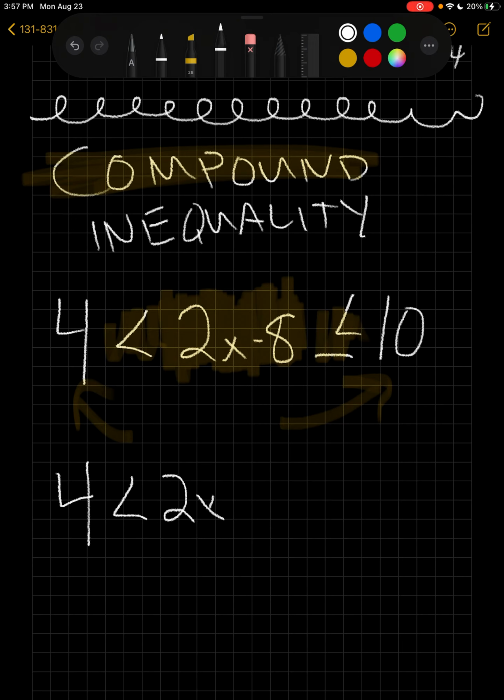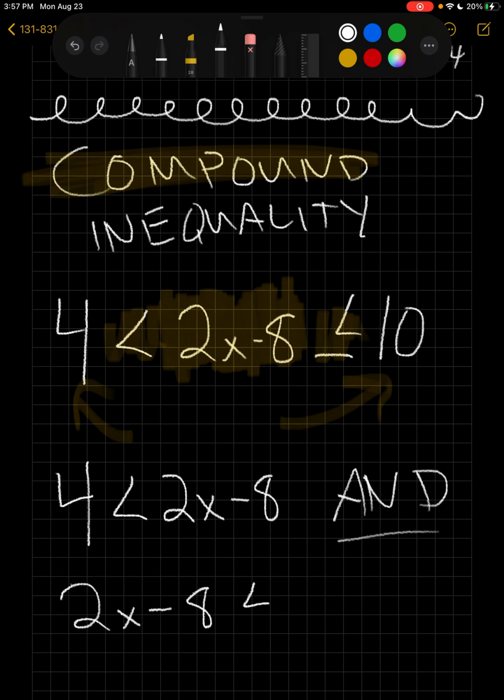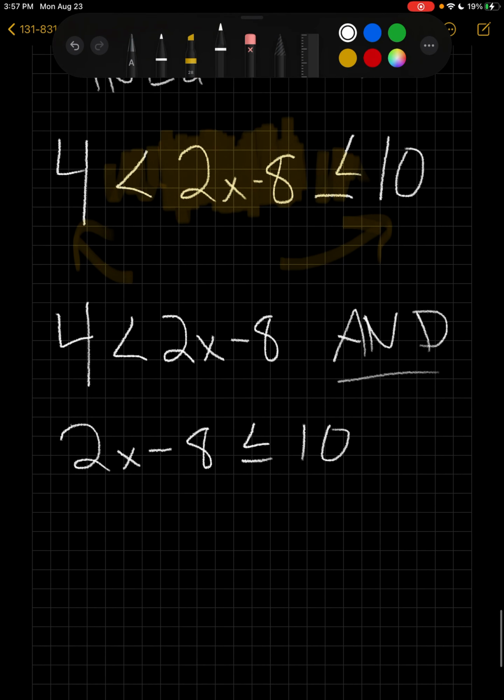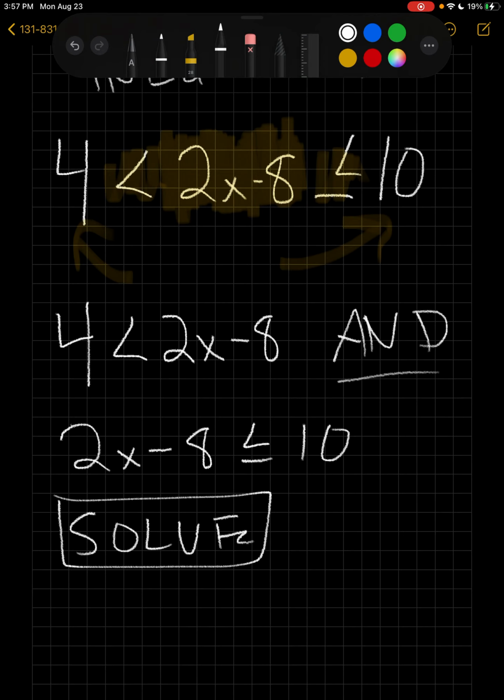It says 4. What this means is 4 is less than 2x minus 8, and 2x minus 8 is less than or equal to 10. So normally when we work with linear equations and linear inequalities, I keep saying both sides of the statement. Here I actually have 3 different pieces. I have 3 sides of the statement. So let me solve this for you, and you can see how it works.